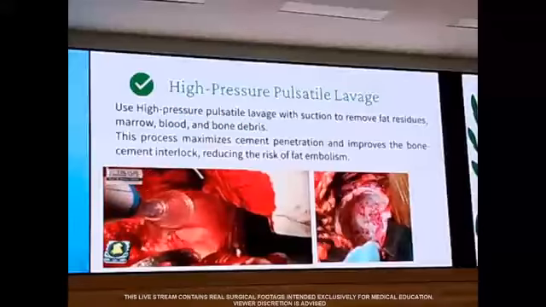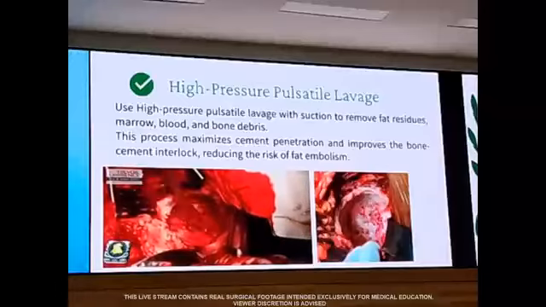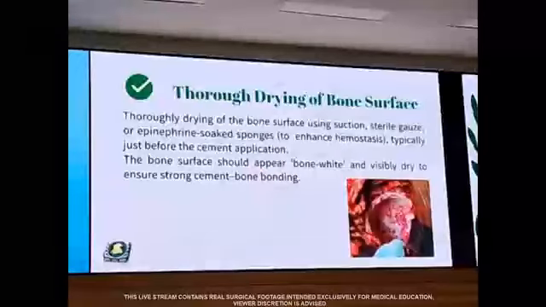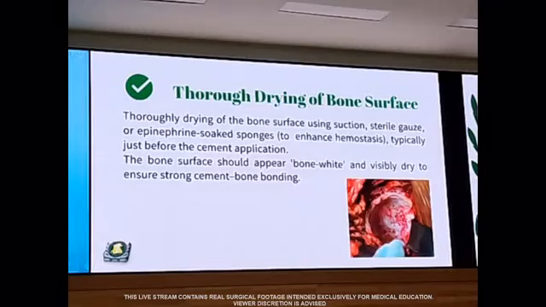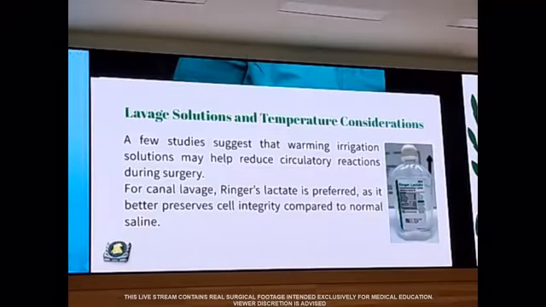Use high pressure pulse lavage with suction to remove fat residue, marrow, blood, and bone debris. This process maximizes cement penetration, improves bone cement interlock, and reduces the risk of fat embolism. Thorough drying of the bone surface using suction, sterilized gauze, and epinephrine-soaked sponge, typically just before the cement application. The bone surface should appear bone white and visibly dry to ensure strong cement bonding. A few studies suggest that warming irrigation solutions helps reduce the circulatory reaction during surgery. For canal lavage, Ringer's lactate is preferable as it better preserves integrity compared to normal saline.